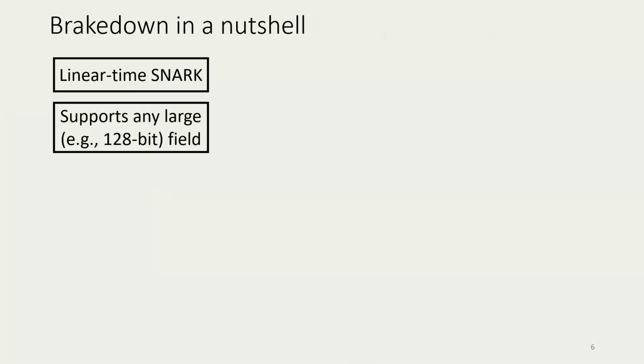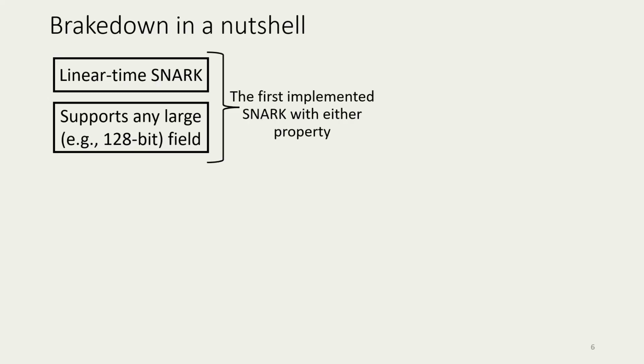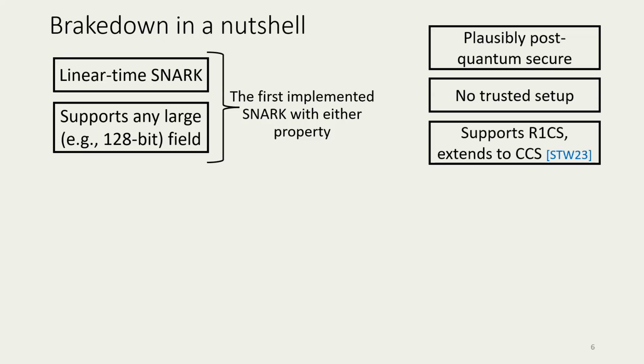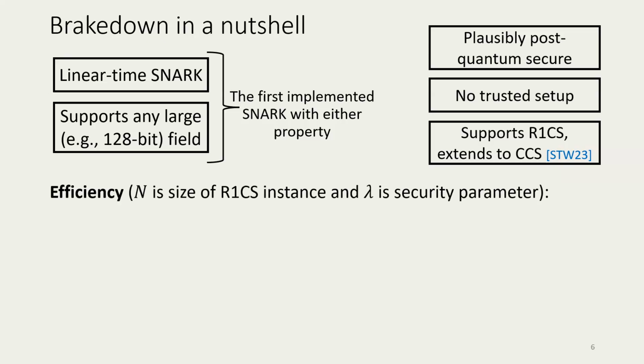So this brings me to our work called Brakedown. It's a linear time SNARK. It supports any sufficiently large finite field, for example, prime fields where the prime is at least 128 bits. This is the first implemented SNARK with either of these properties. The SNARK is plausibly post-quantum secure. It does not require a trusted setup. It can prove statements expressed in R1CS, but it also generalizes to other generalizations of arithmetic circuits such as CCS, which was recently introduced. In terms of efficiency, if we let n denote the size of the R1CS instance and lambda denote the security parameter, the prover time is order n field operations.